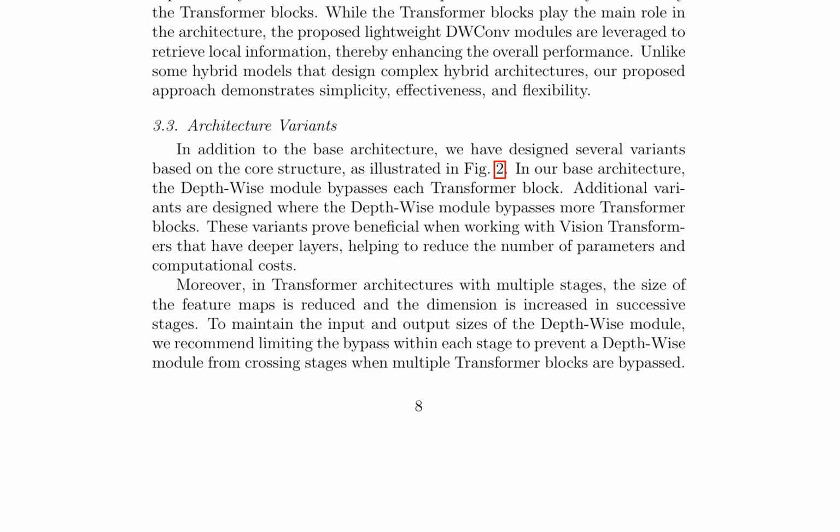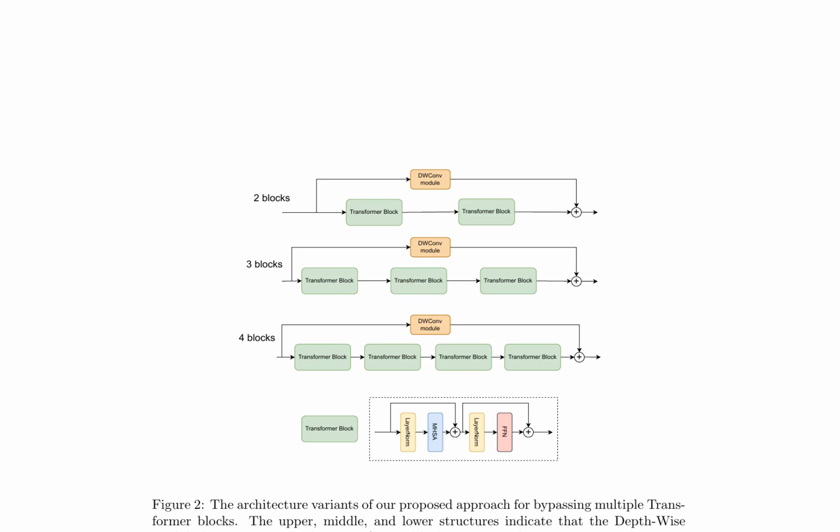The proposed architecture variants, designed by modifying the base structure, help reduce the number of parameters and computational costs when working with vision transformers that have deeper layers. The use of depth-wise convolutions enables the model to capture fine details in images, lacking in ViT models, while maintaining a lightweight design. The proposed approach introduces a novel architecture variant for bypassing multiple transformer blocks in vision transformer models, utilizing a depth-wise, DW, convolution module to reduce parameters and computational costs.